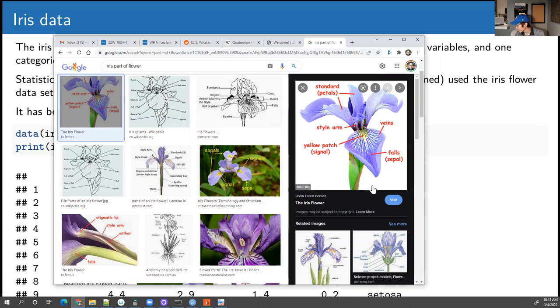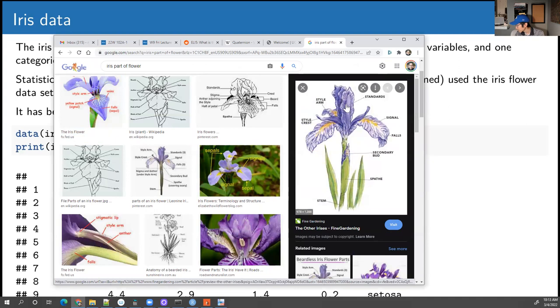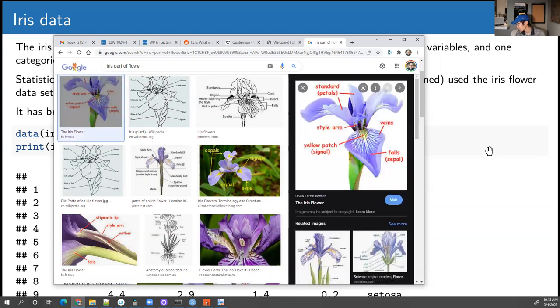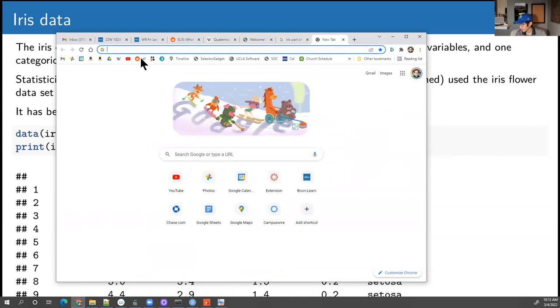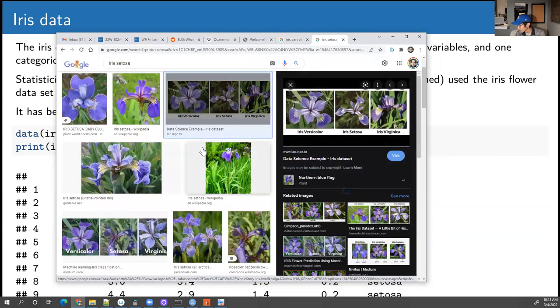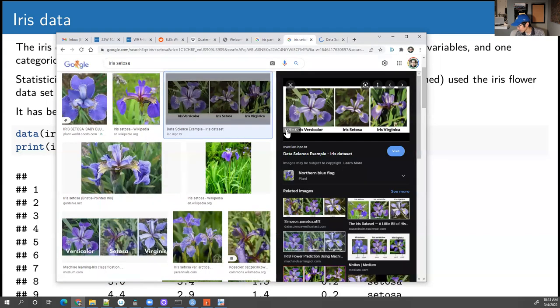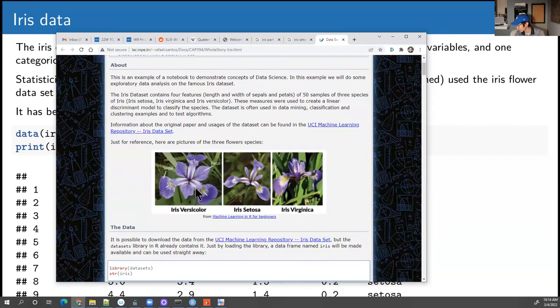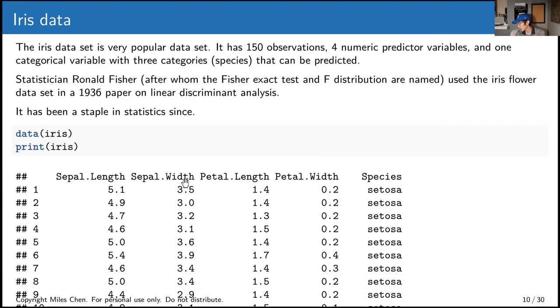If you look at the iris, this part is called the standards or the petal. And then the things that fall, these are the sepals, and you can measure the length and width of each of these things. That's what this data set is. I don't know how accurate this image is, but they all look like flowers to me, slightly different species of iris: setosa, versicolor, and virginica. So we measured the sepal length, sepal width, petal length, and petal width.